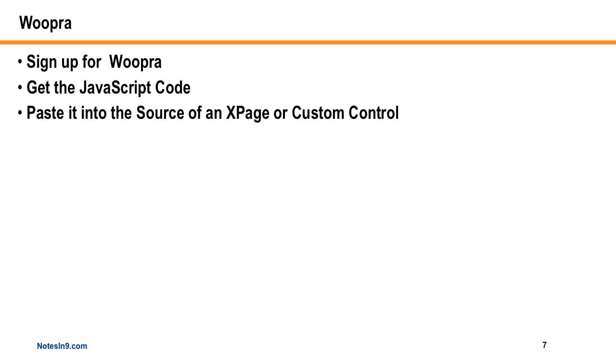So you sign up for Woopra, which is free for like 30,000 page views per month, something like that. You get this JavaScript code snippet, and all you have to do is paste it into the source of an XPage or custom control. So let's first see what Woopra is, what it gives you, why you'd want to do it, and then I'll go through a demo of how to put it in your XPage. Here we go.